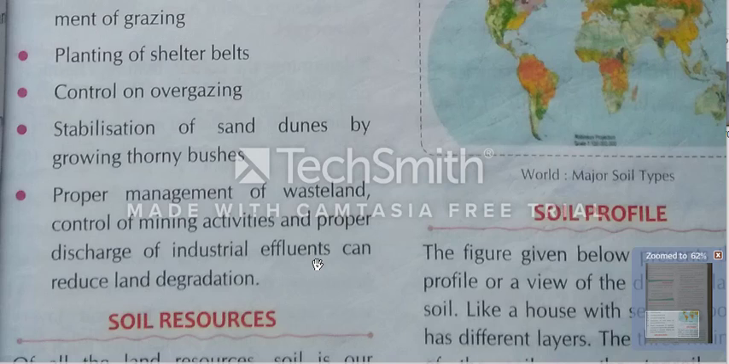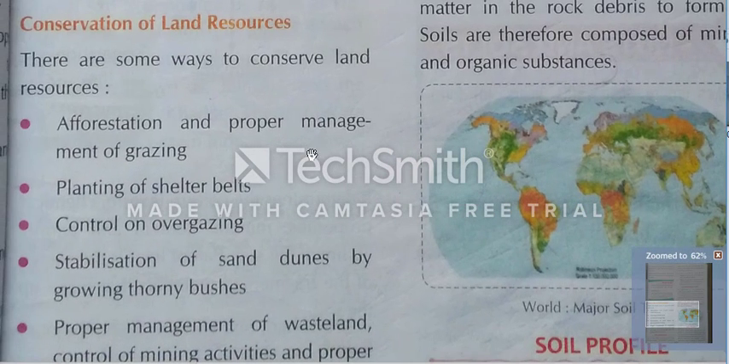Effluents means waste, यानी गंदा पानी. Okay. Industrial effluent can reduce land degradation. Degradation means falling, fall. Decline, we can also use the word decline. Okay, means it destroys, we can say, slowly it destroys the fertility of land. Okay, these are some ways through which we can protect the land resources.